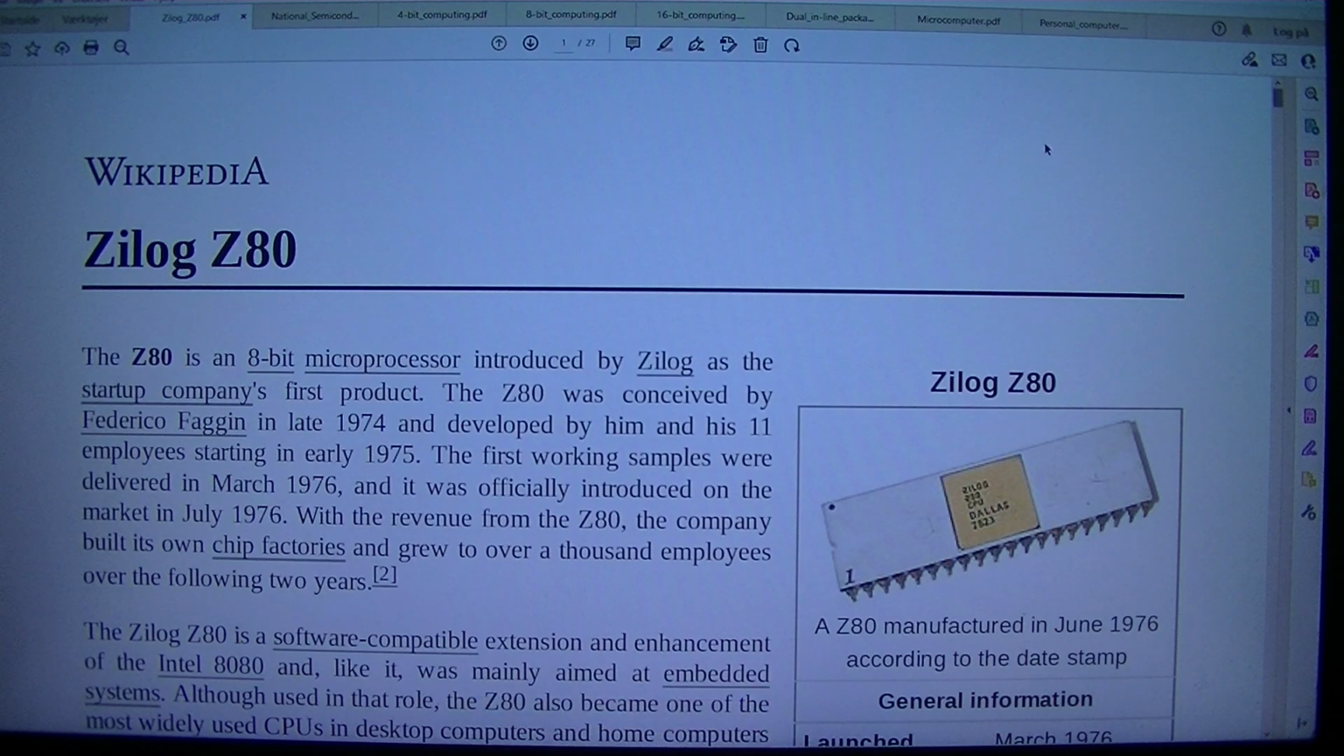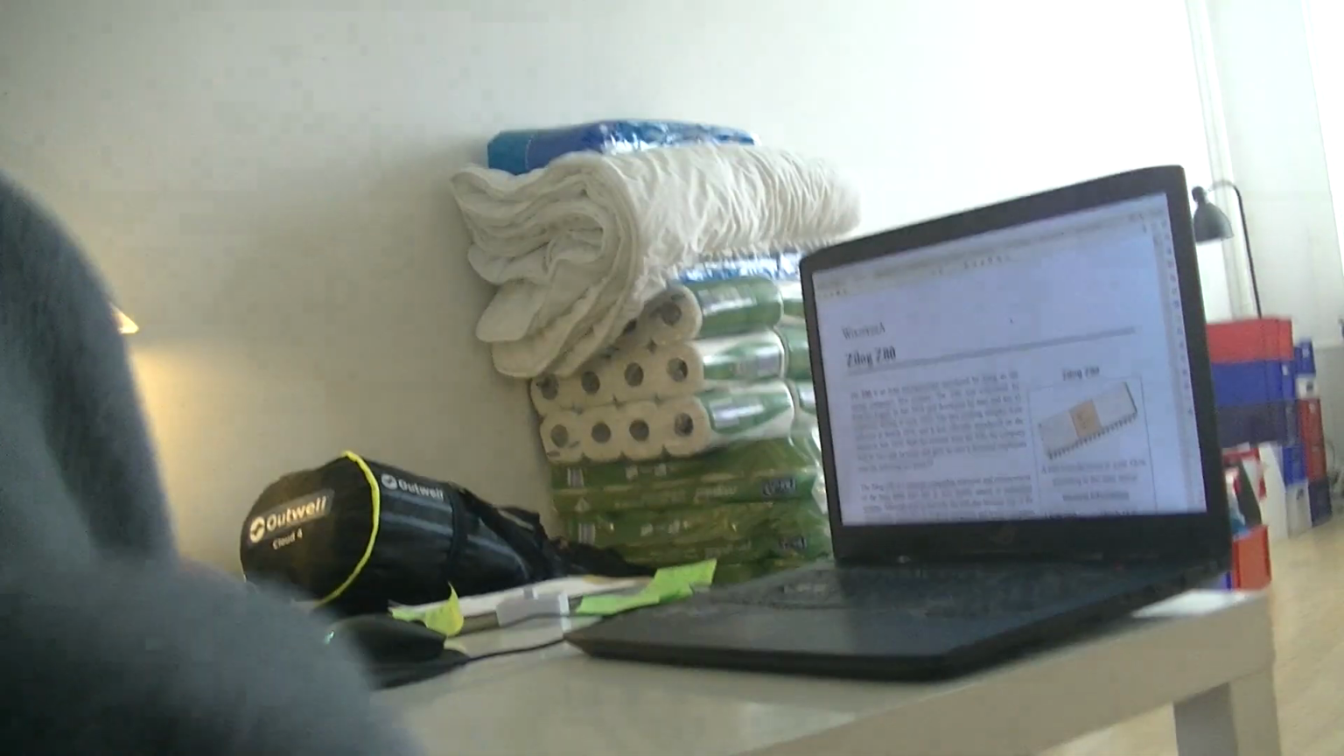So that was the Zilog Z80. Actually, there's one for sale in the Danish second hand.